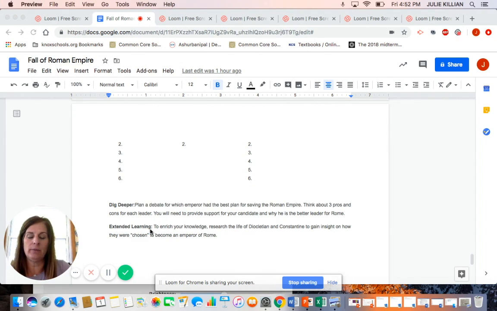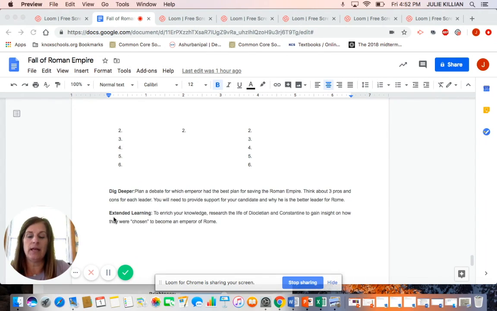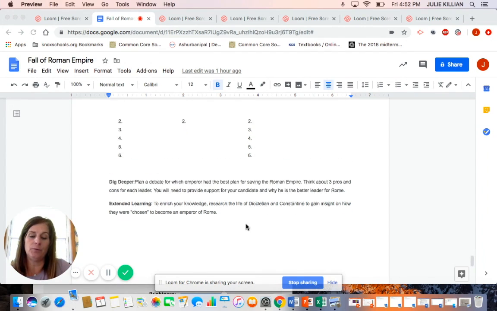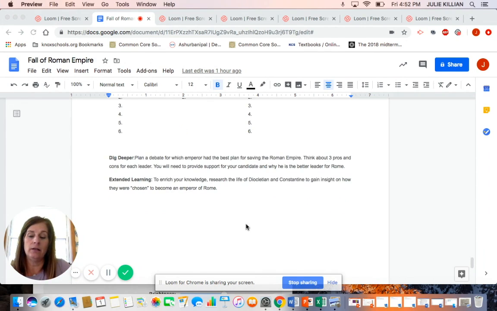And then your extended learning, remember, this is enrichment. This is something extra that you could do to enrich your knowledge. You're going to do a research of the two. You do research the life of Diocletian and then research Constantine to gain just insight on how they were chosen to become the emperors of Rome. So it's pretty interesting the way both leaders were chosen to be the leader of Rome and the Roman Empire. And so I think you might find that very interesting to see what and how they became the leaders of Rome. And that's the 2 standards that I need to go over with you for the fall of Rome.